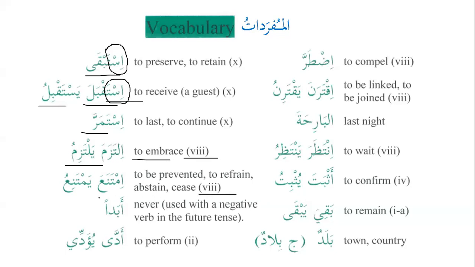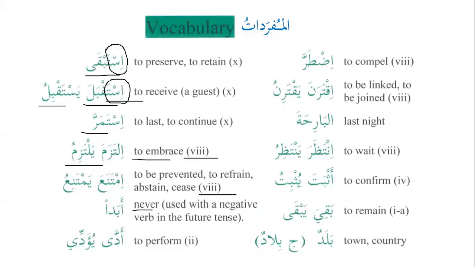So what will be the root form number 1? Mana'a yamna'u. Excellent. And when we take it to form number 8, then it becomes to be prevented. Imtana'a yamtani'u imtina'an, to refrain or to abstain or to cease. Abadan, never.